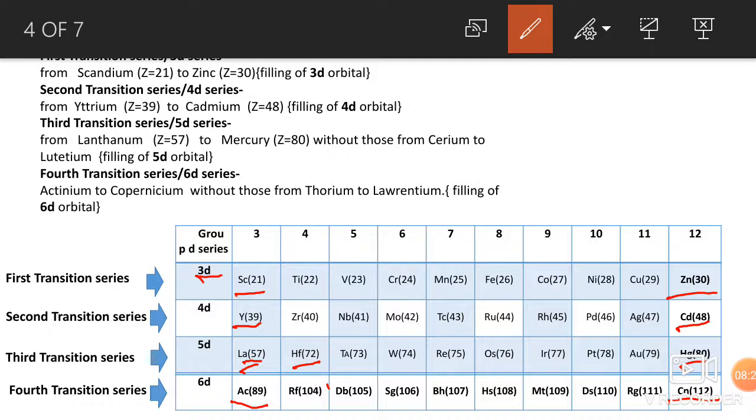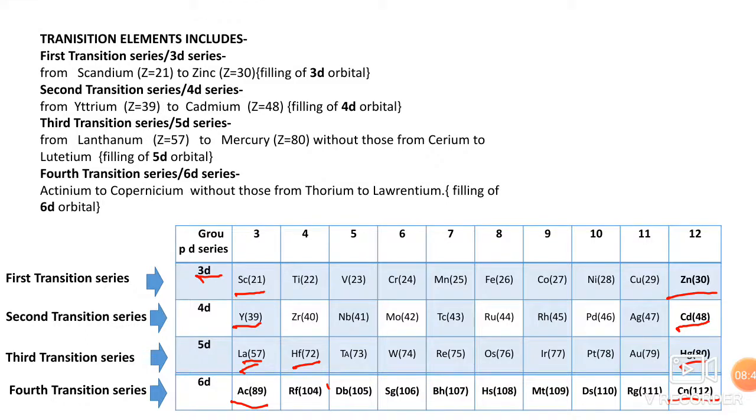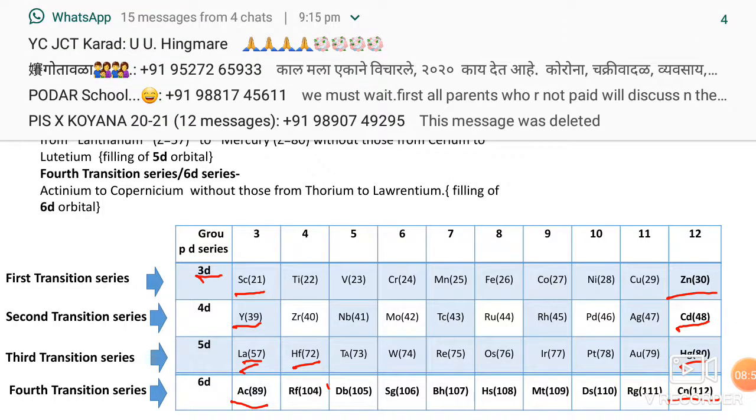This fourth transition series is also called the 6d series, because in all these elements the seventh energy level is outermost, but the last electron enters the d subshell of the sixth energy level. Therefore, this fourth transition series is also called the 6d series. So, this is the classification of transition elements.